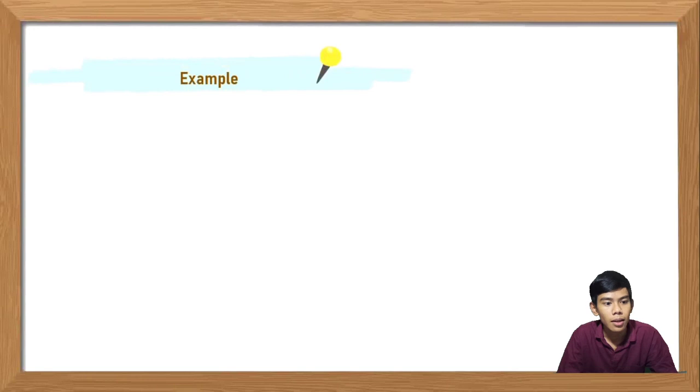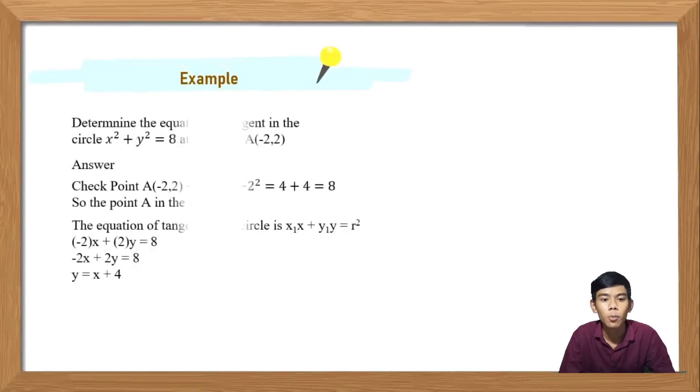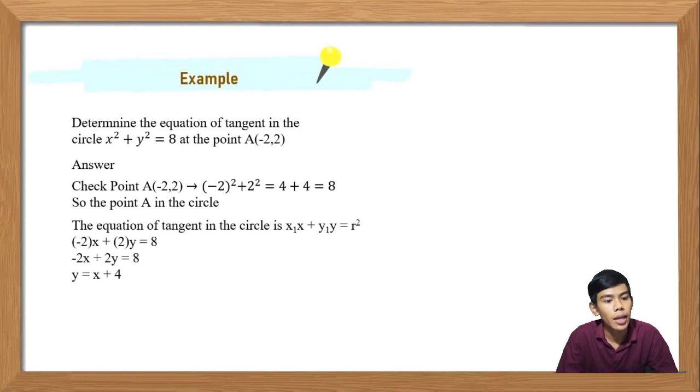For example, determine the equation of the tangent to the circle x squared plus y squared equals 8 at point A (negative 2, 2). So the first thing to do is to check the point A. Negative 2 squared plus 2 squared equals 4 plus 4 equals 8. So the point is on the circle.